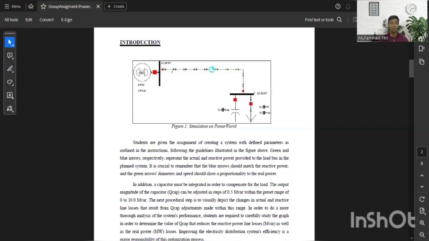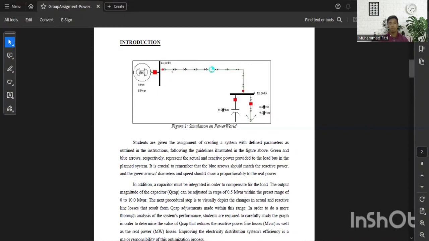So to compensate the load, we must integrate the capacitor. The output magnitude of the capacitor, Q cap, can be varied in 0.5 MVAR steps within the preset range of 0 to 10 MVAR. Next is to visually depict the change in actual and reactive line losses that result from the Q cap adjustment made within this range. We are required to refer to the graph to determine the value of reactive power for the capacitor that reduces power line losses.